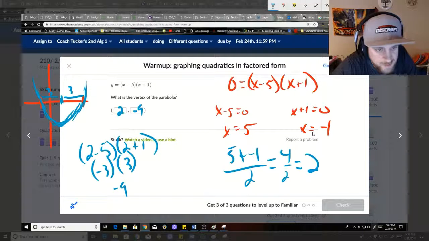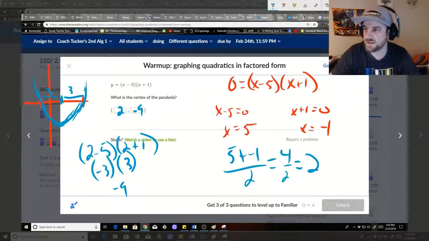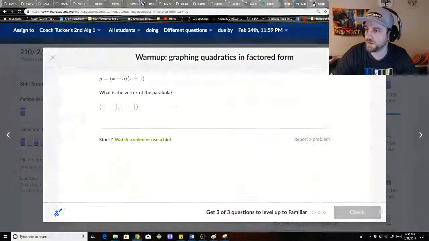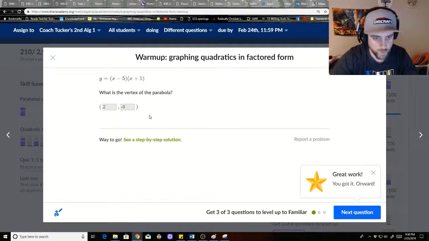By the way, all of these will probably be opening up. That's why you're going to get positive values here. So let's get out of this. Let's type. So (2, -9), don't forget that. We'll do one more real quickly.